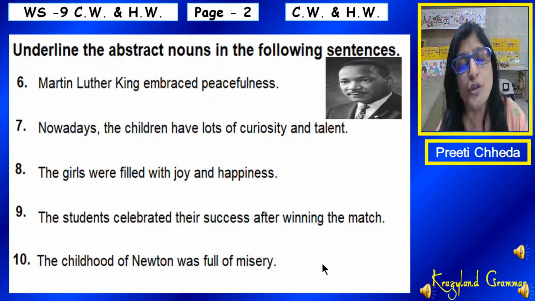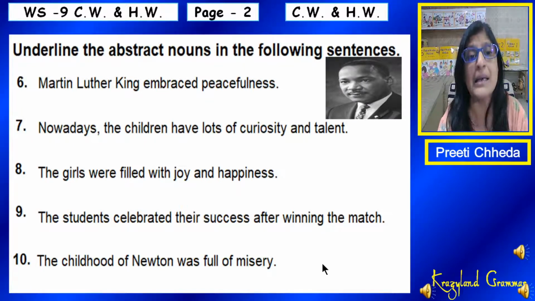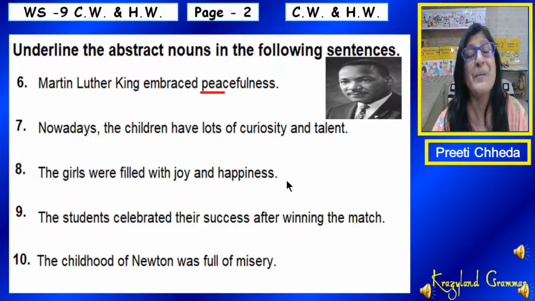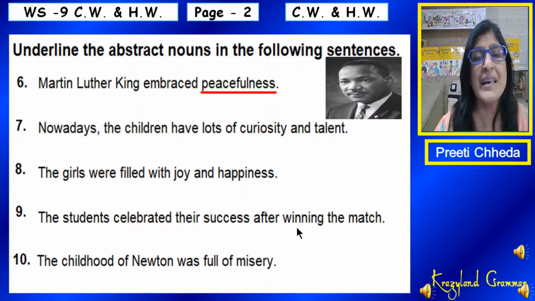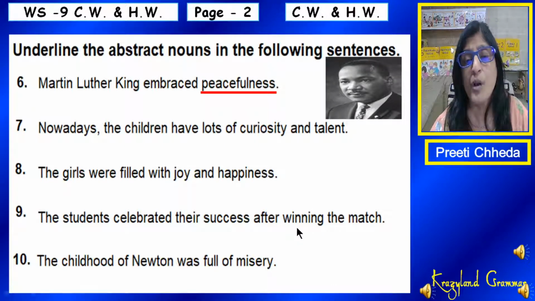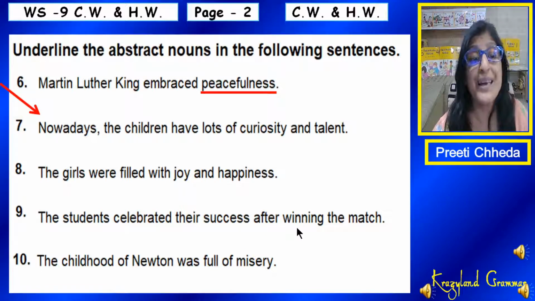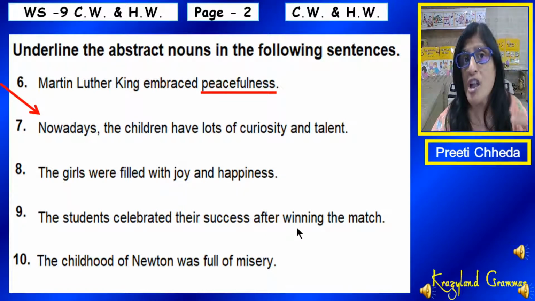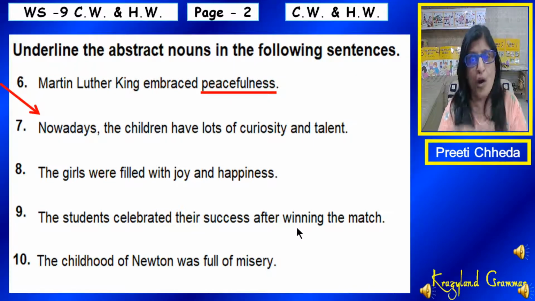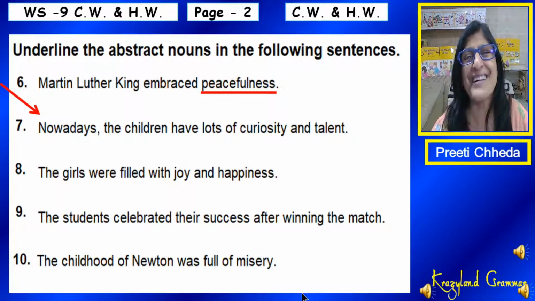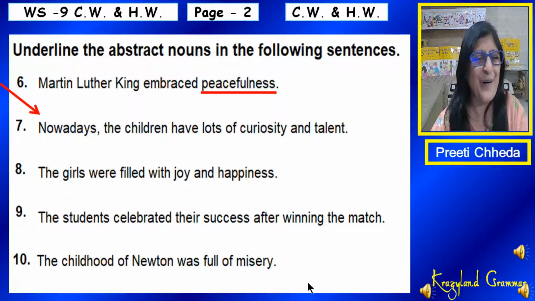So Martin Luther King embraced, meaning hugged, peacefulness. So what is it? Yes. So your answer is peacefulness. You need to underline peacefulness. So clear? Okay. Now the seventh one: nowadays the children have lots of curiosity and talent like you all. You have lots of curiosity and talent. Do this one on your own, and your time starts now.